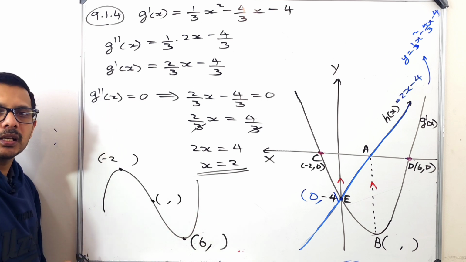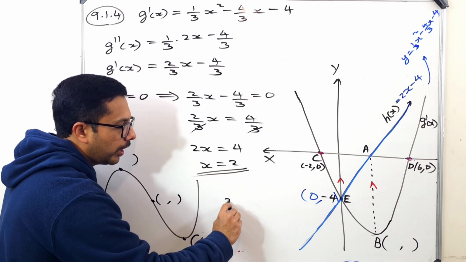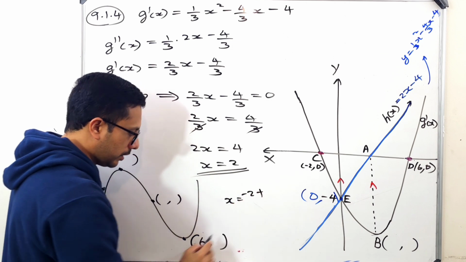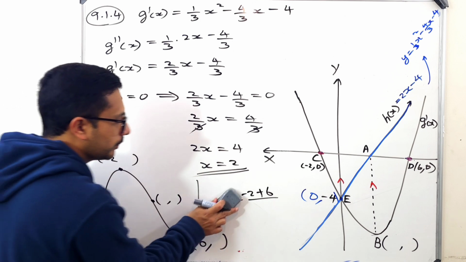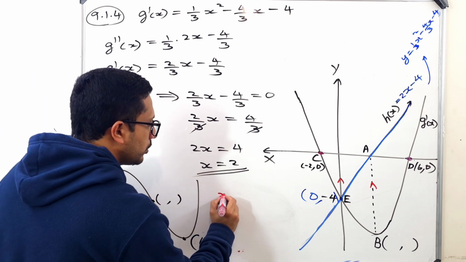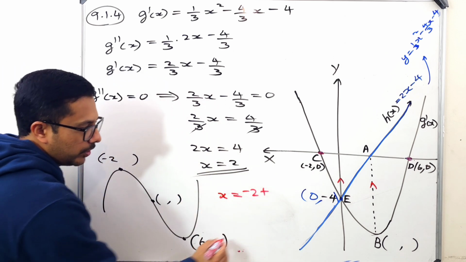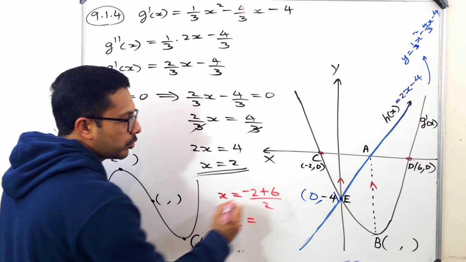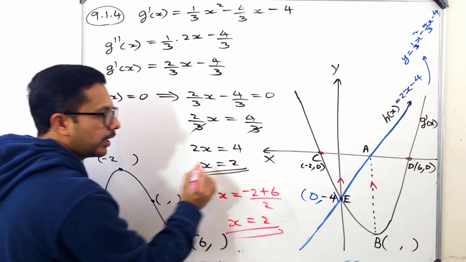It is very easy, guys. I'm going to find the x value here. So x is equal to, what is the x value here? Minus 2. So it is minus 2 plus, what is the x value here? 6, divided by 2. Half of that one. What is minus 2 plus 6? 4. 4 divided by 2 is 2. Did you get the same answer here?